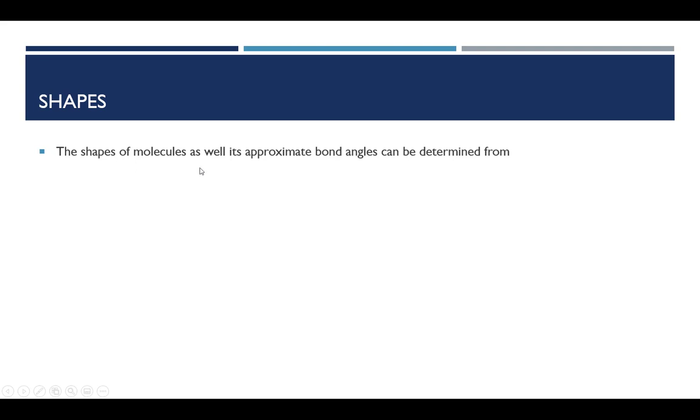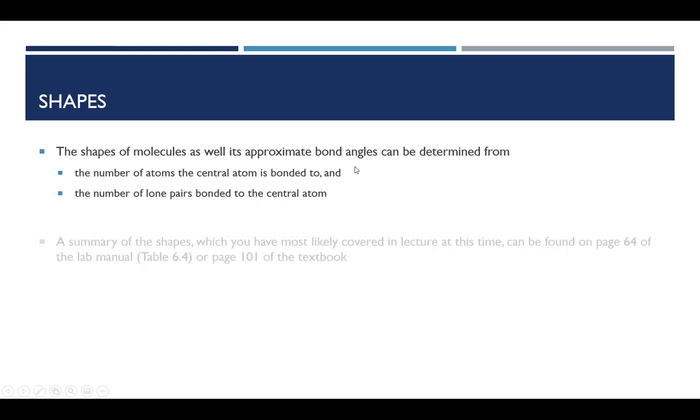The shapes of molecules and their relative bond angles can be determined from 2 pieces of information: the number of atoms that the central atom is bonded to. Notice, not how many bonds it's making, but how many atoms it is bonded to. And the number of lone pairs on the central atom. These numbers taken together are basically going to tell us the number of what we call electron pair groups.